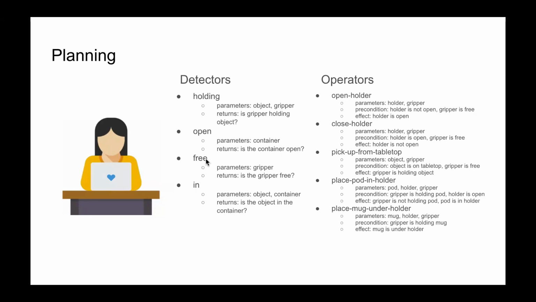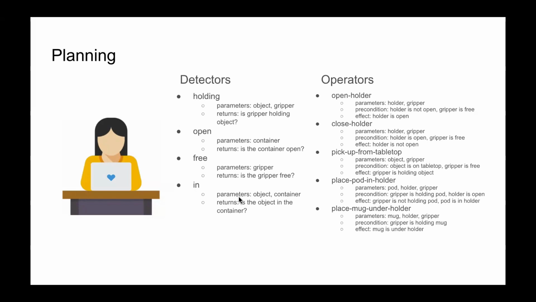And we have a free detector that only applies to a gripper object, and it tells the robot whether the robot arm's gripper is free. We also have an in detector that tells, given an object and a container, whether the object is in the container. So as you can see with detectors like these, the robot is able to detect what each object's state is.